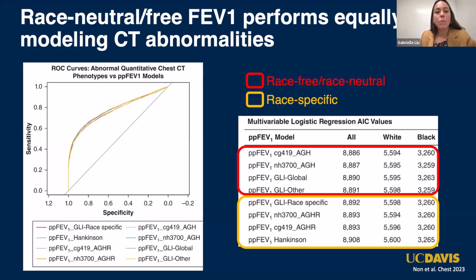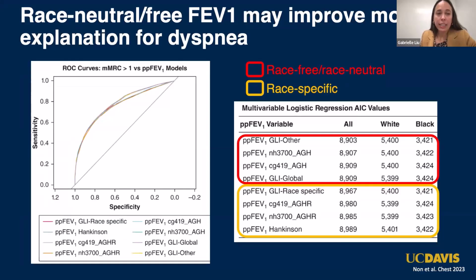And then when they looked at multivariable logistic regression models, which included FEV1 to FVC ratio, smoking pack years, CT scanner, smoking status, gender, as well as the percent predicted FEV1, they found that race-neutral equations performed pretty similarly to race-specific equations as measured by the Akaike information criterion. However, interestingly, they did find that race-neutral or race-free FEV1 equations may actually improve model explanation for dyspnea.